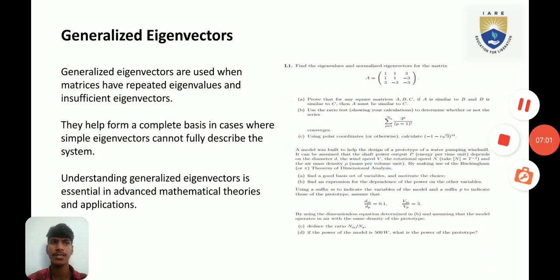Generalized eigenvectors. Generalized eigenvectors are used when matrices have repeated eigenvalues and insufficient eigenvectors. They help form a complete basis in cases where simple eigenvectors cannot fully describe the system. Understanding generalized eigenvectors is essential in advanced mathematical theories and applications.